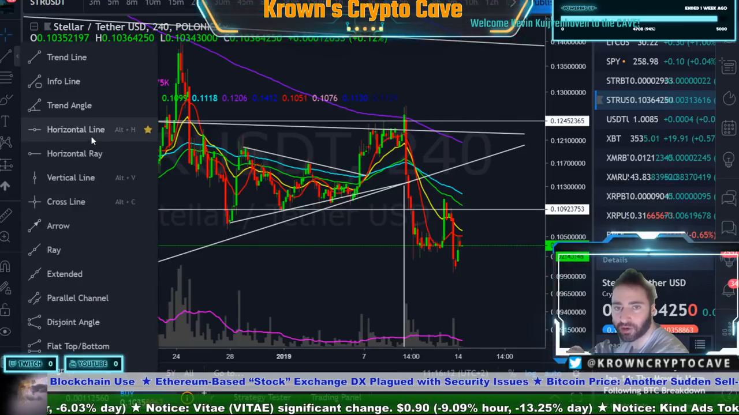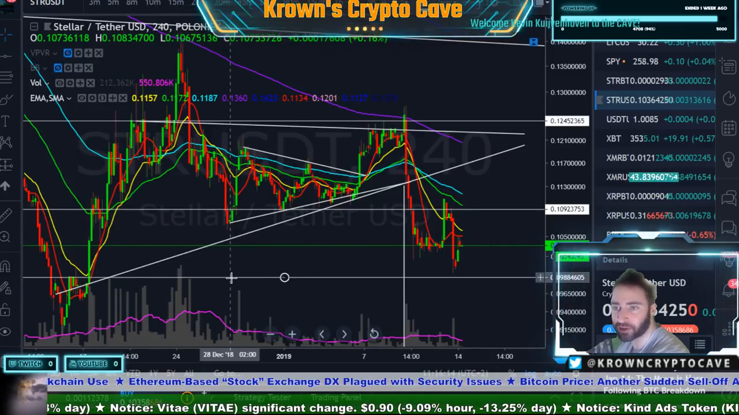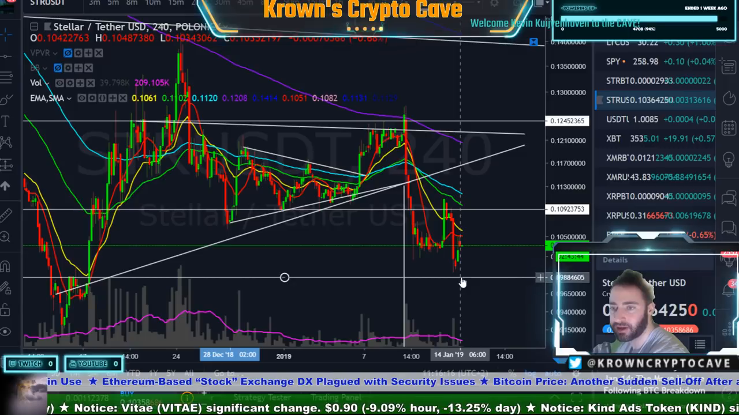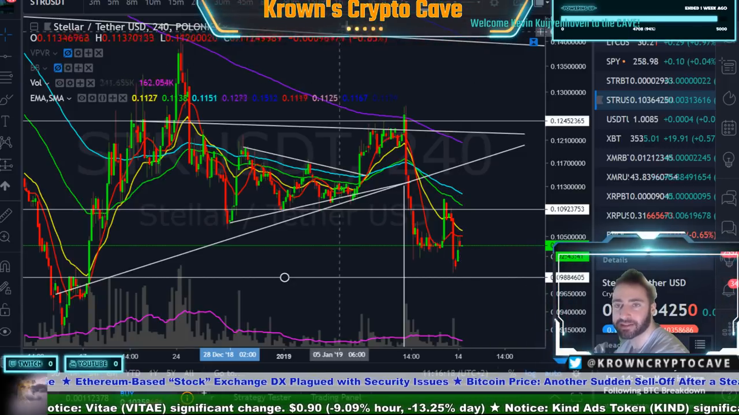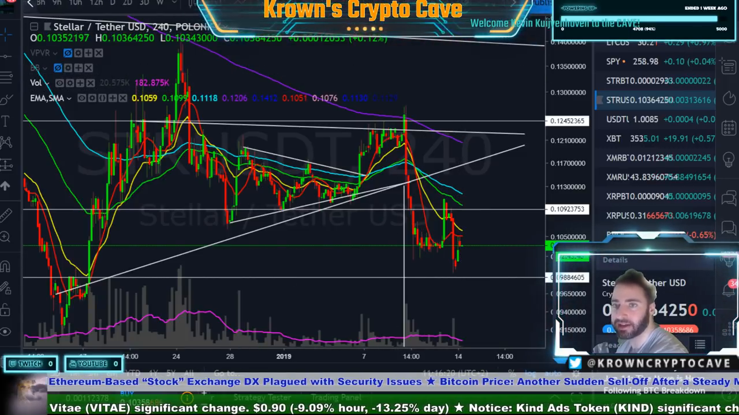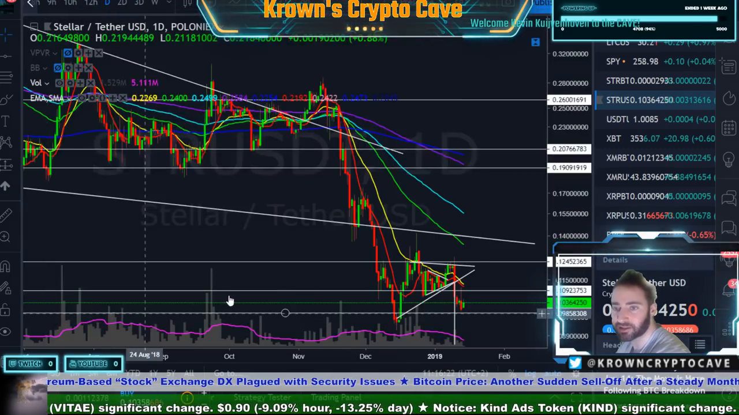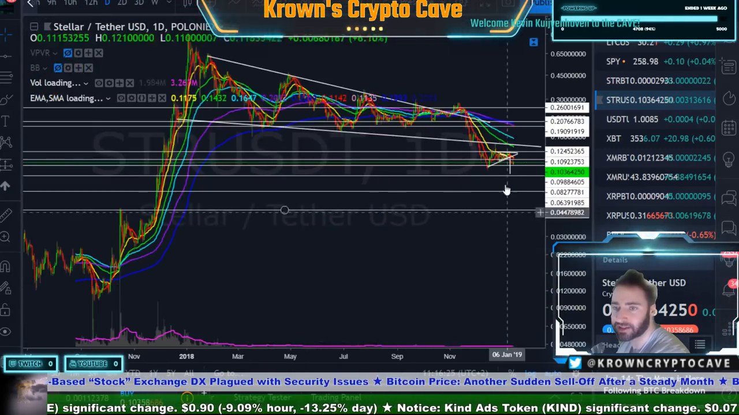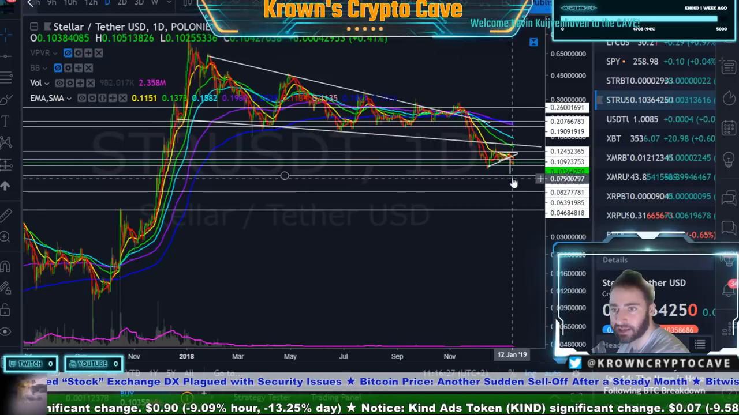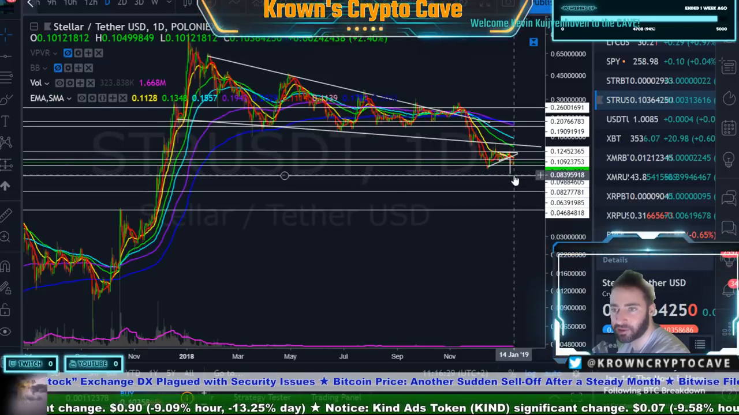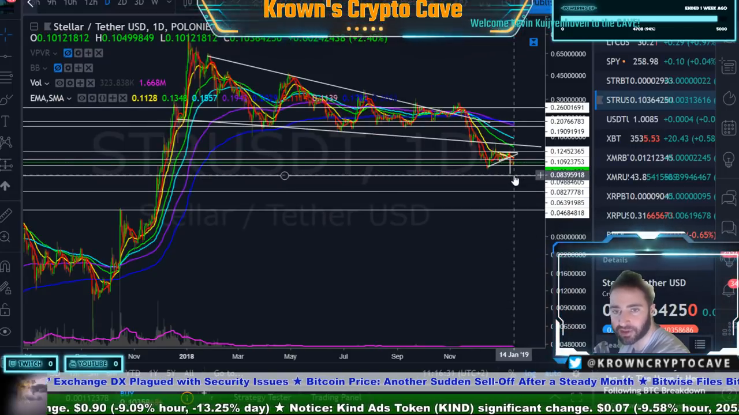Technically speaking, your big support, just like for Bitcoin, is 3250, would be this area right over here, a little bit under 10 cents. If that area actually does break on a daily dollar time frame, then I do believe that your next support is likely to be smashed. In fact, I just believe that that's likely to happen anyways, down around here at around eight and a third cent, eight and a fourth cent.